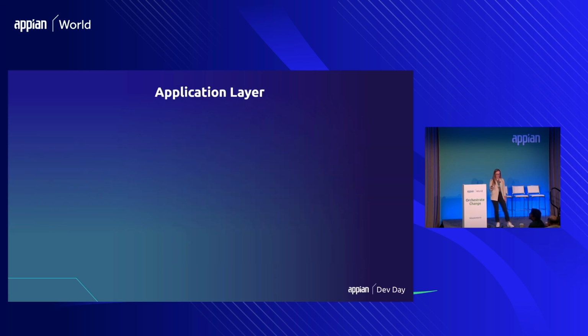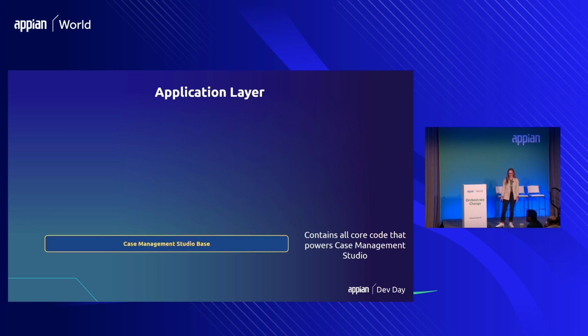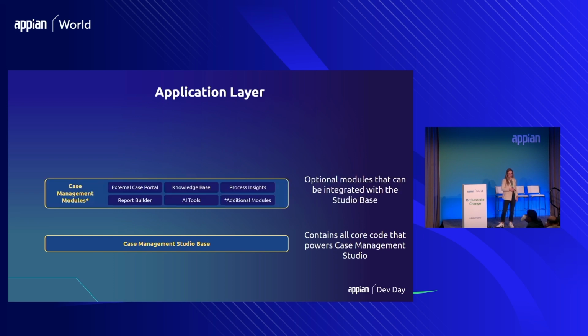Now, onto the application layer. As I mentioned before, this is all the beautiful SAIL that you guys are all experts at writing. First, we have the Studio base. So this is going to be all your rules, processes, interfaces that are going to be pertinent to the actual orchestration of all of these workflows. Then we have the modules. So these are optional free power add-on modules that can add additional capabilities for free within Studio if you choose to include them or not.